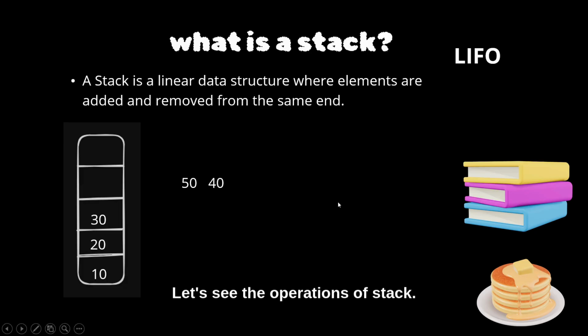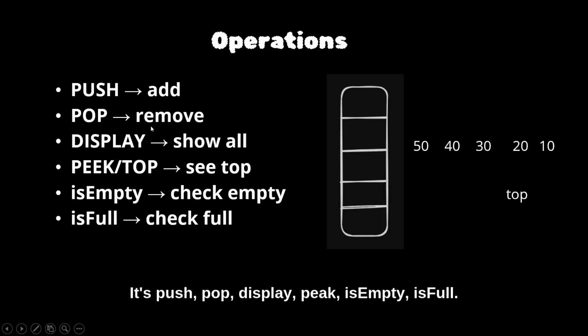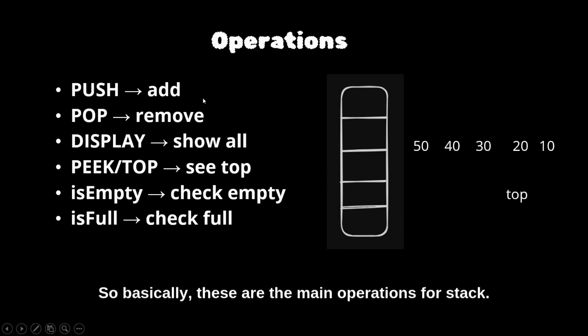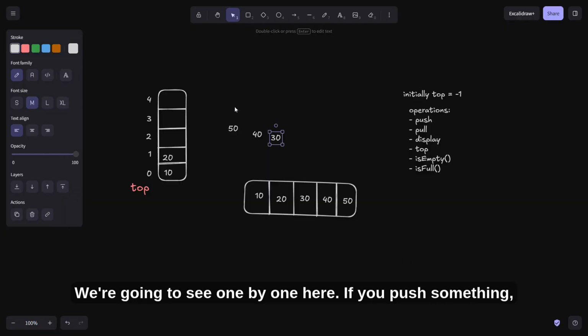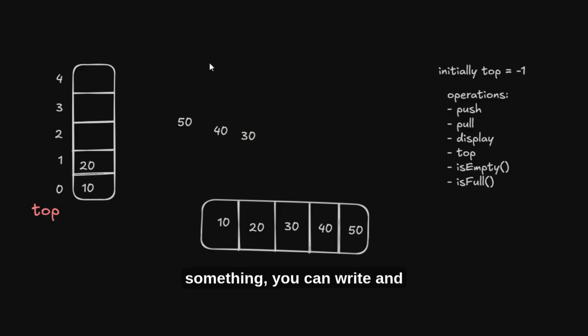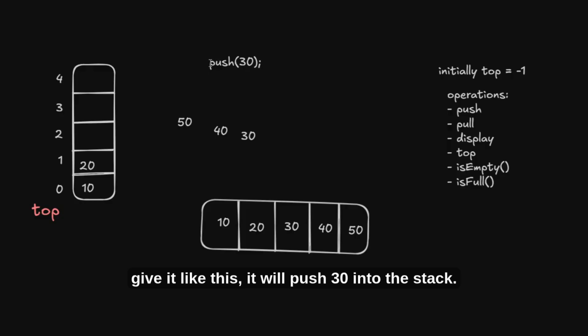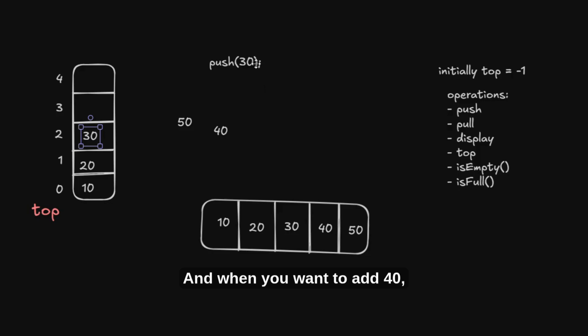Let's see the operations of stack. It's push, pop, display, peek, is empty, is full. So basically, these are the main operations for stack. We're gonna see them one by one here. If you push something, you can write it in C. We're gonna make a function, and if you give it like this, it will push 30 into the stack. And when you want to add 40, you can replace it with 40 and 50.